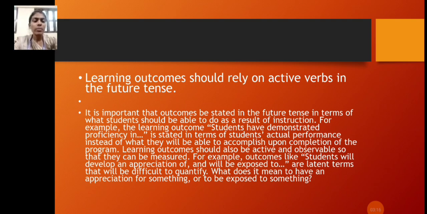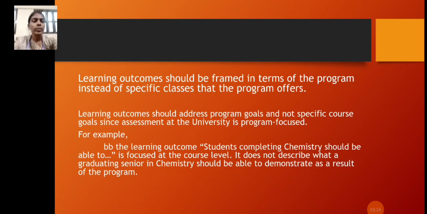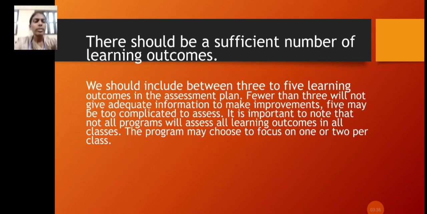Vague terms will be difficult to quantify, for example, what does it mean to have an appreciation of something. Next, it should be specific to the classes that the program offers. For example, the learning outcome: students completing chemistry should be able to do this as a result of the program.